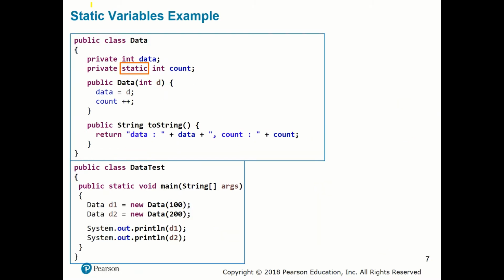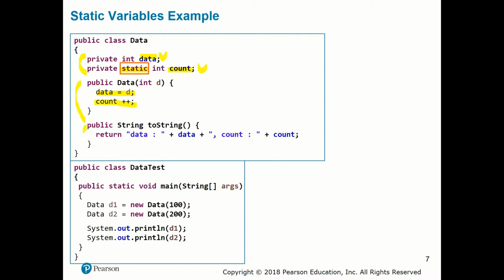This example is very important, so please try to understand this one. The Data class has 2 variables. Data is non-static and count is static. Every object will have a data member, but count, the static member, will be shared by every object of the class Data. And this is the constructor. In the constructor, D will be assigned to data and the static member count will be incremented by 1.